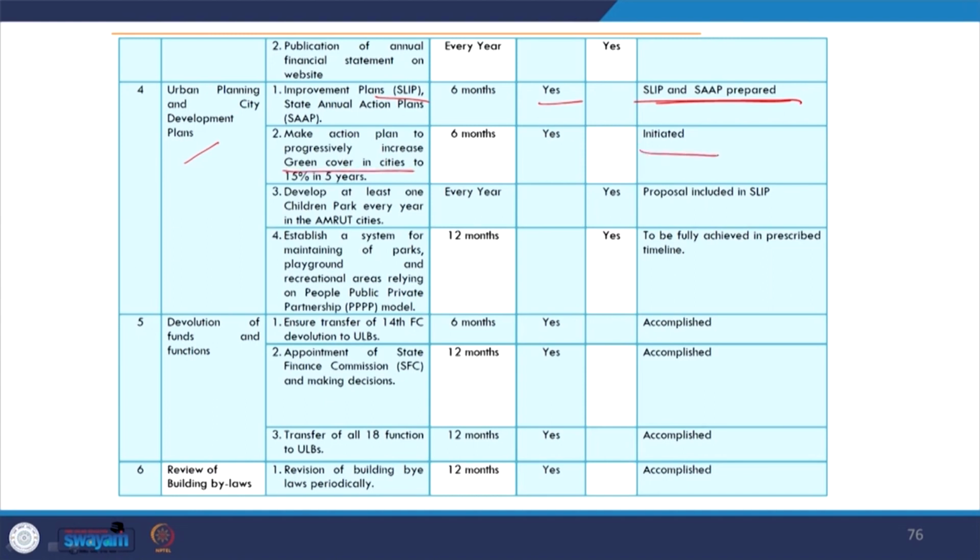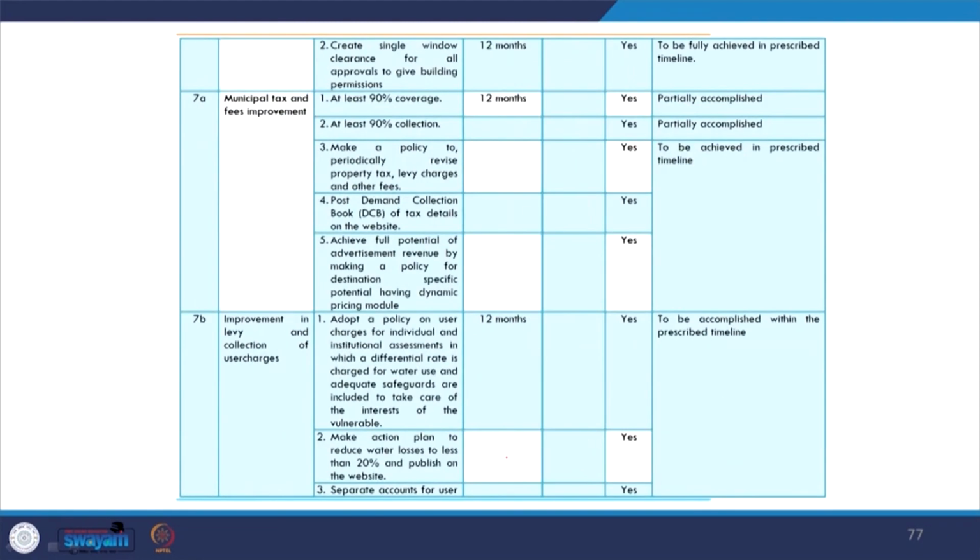So, how they have initiated all these things, and then the devolution of funds and functions, how the funds have to be mobilized, and the review of building bylaws. So, they have accomplished that. Their target was for 12 months.